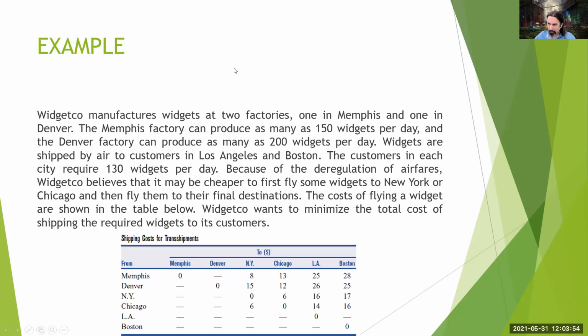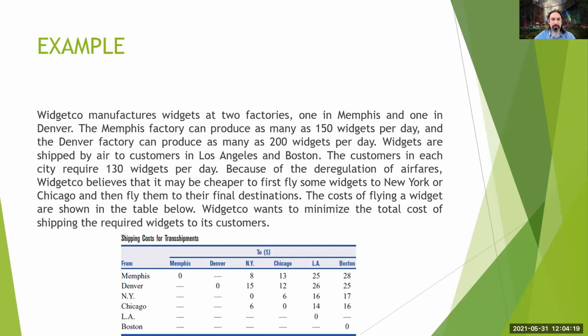For example, we have a Widget Co, which manufactures widgets at 2 factories, one in Memphis and one in Denver. The Memphis factory can produce as many as 150 widgets per day, and the Denver factory can produce as many as 200 widgets per day. Widgets are shipped by air to customers in LA and Boston. Okay, we have 2 supply points and 2 demand points up until now. The customers in each city require 130 widgets per day.